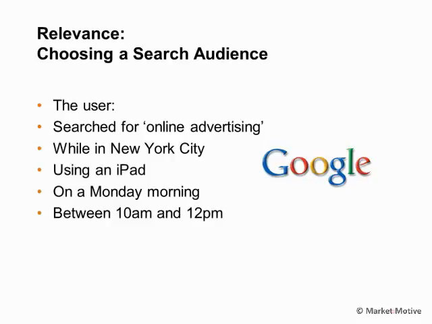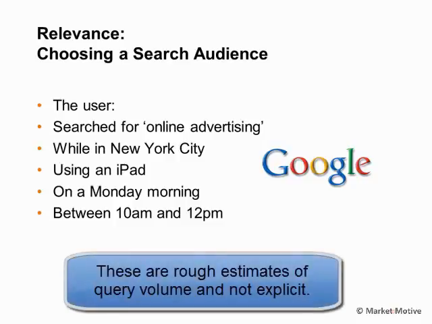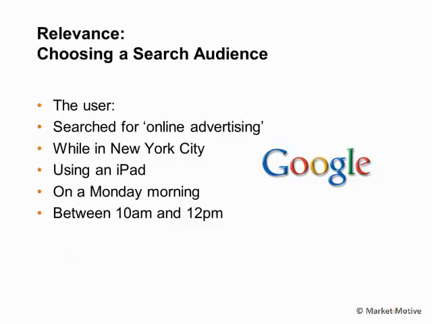However, you can also consider paid search as restrictive advertising. Overall, Google processes 100 billion queries a month. That's a lot. So maybe you just want to advertise for the word online advertising. That lowers your query total to 100 million a month. Then you say, just the United States. Your query total is down to 20 million a month. Then you say, while they're in New York City. Your query total now is about 500,000 a month. They're using an iPad. Down to about 8,000 a month. On a Monday morning, about 1,000 searches a month. Between 10 and 12, about 100 searches a month.